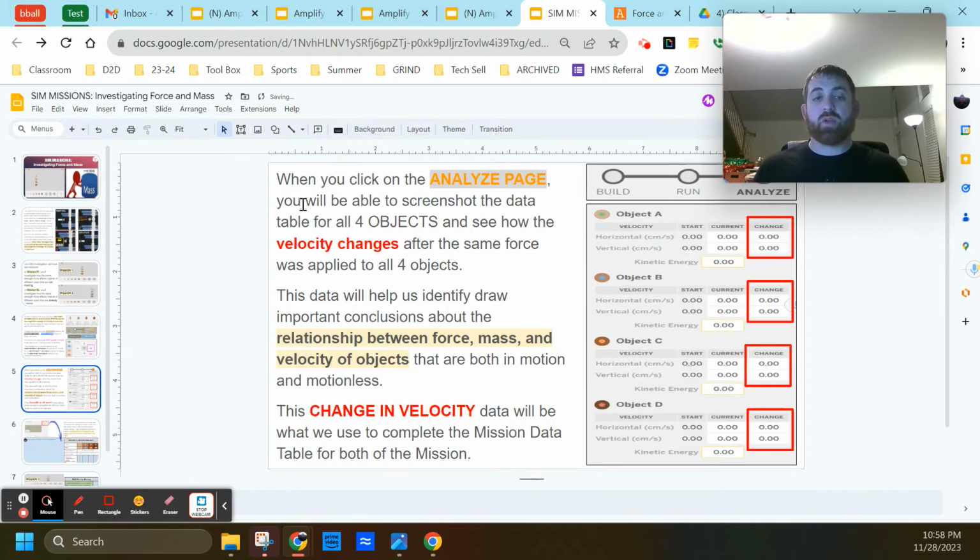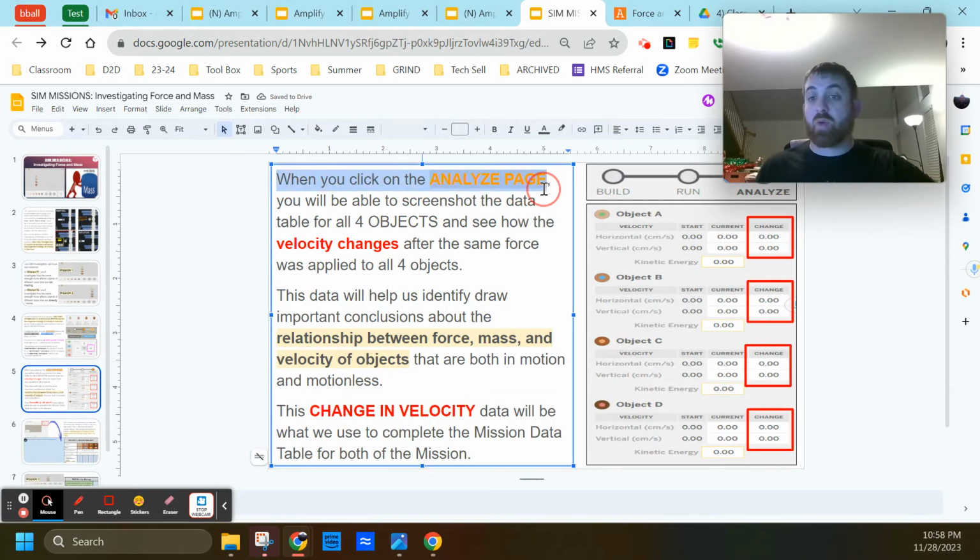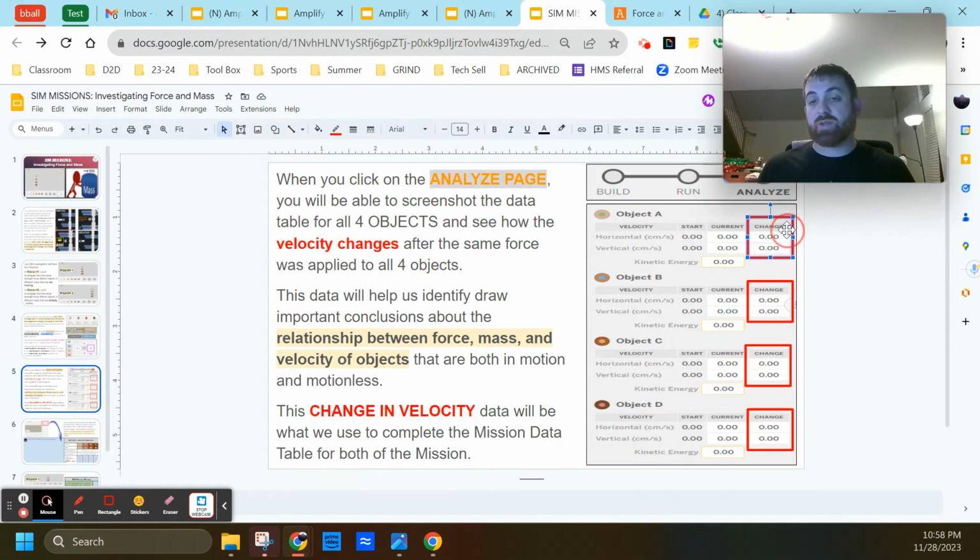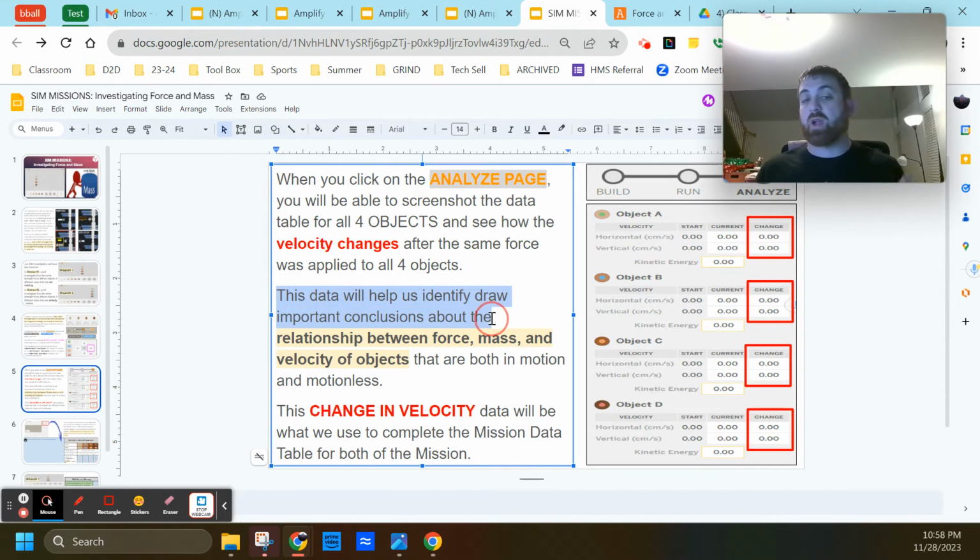Now, when you click on the Analyze page after running your sim, you're going to screenshot the data for all four objects and see how the velocity changes. So that would be this page. You'll see the velocity changes at the very right-hand side of the data table. This data will be important for us drawing conclusions about that relationship between force, mass, and velocity. This change in velocity will be used to complete the data table for our mission.